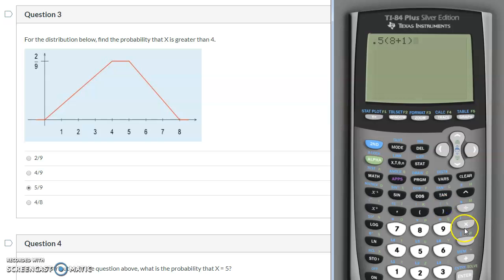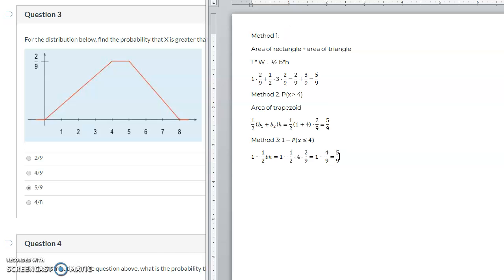Those are our two bases, times our height of 2/9. Sure enough, that's an area of 1. You could also have done the two triangles and added them to the rectangle, but we don't even need to know this right now. What we want to know is the probability that x is greater than 4. So we're looking at 4 and above. There are 3 different ways to find this.